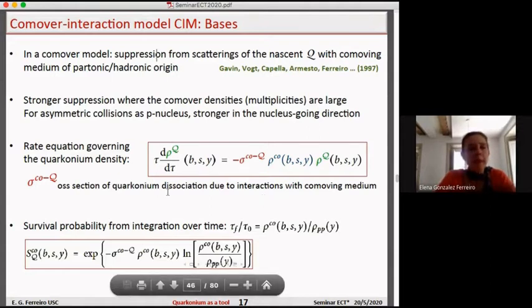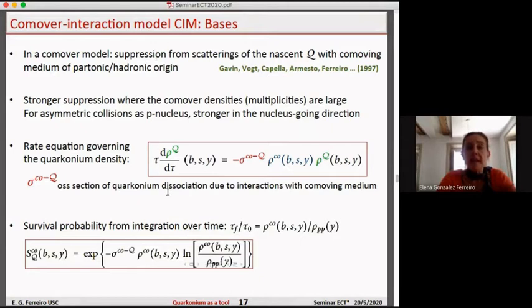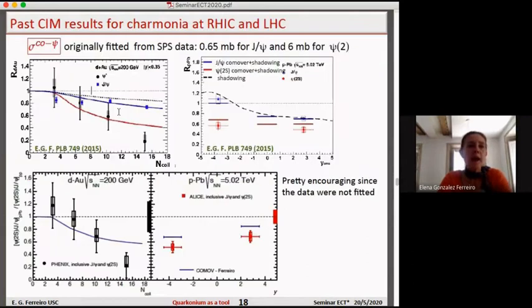By doing so, you are going to obtain a stronger suppression where the comover densities, where the multiplicities, are larger. And in the case of asymmetric collisions, as for the proton-nucleus, this suppression is going to be stronger in the backward rapidity region, in the nucleus-going direction. So let's see what the results are. The first results obtained for a proton-nucleus collision, and those were the results in 2015.